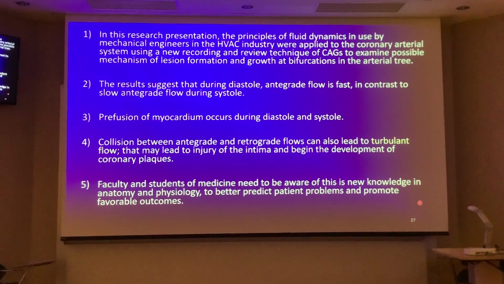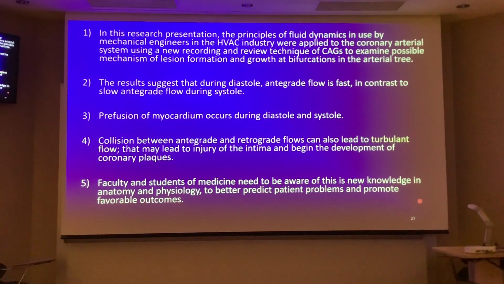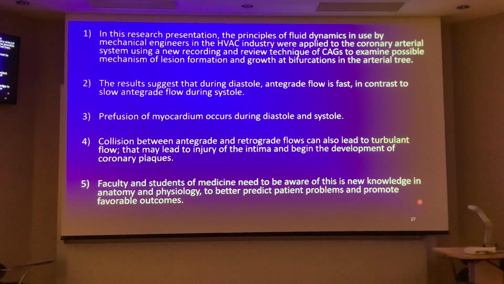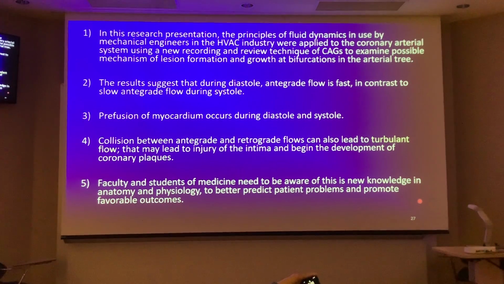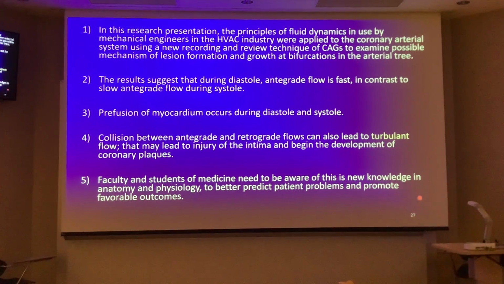Why is this important? Because faculty and students of medicine need to be aware of new knowledge like this, because it gives us a better idea of how the coronary arterial network works and how we can predict problems in the coronary arteries and work toward favorable outcomes for patients.